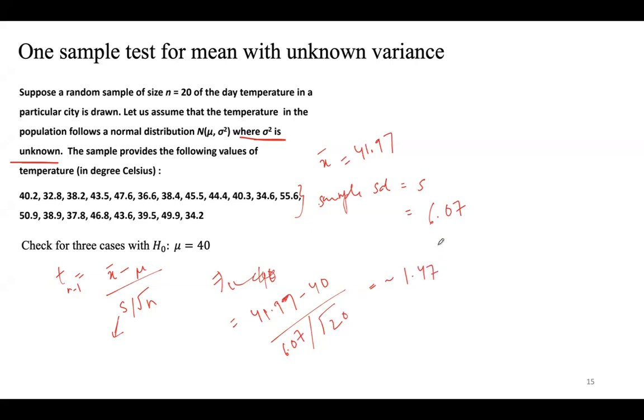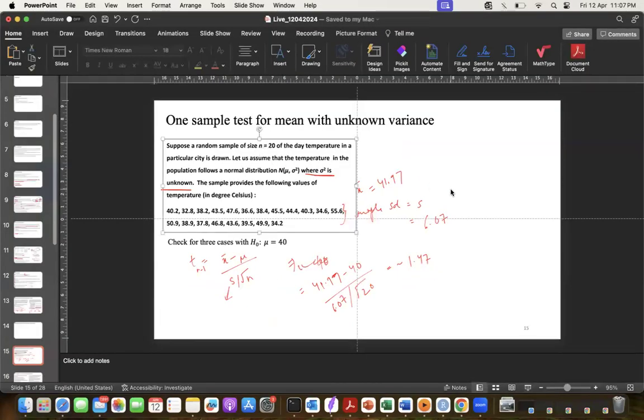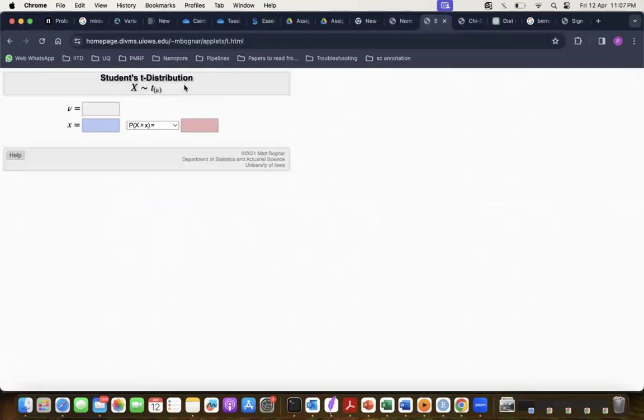Okay. Now, can you tell me what we are going to do with this value? Yes, we are going to compare the three cases. So we need to identify where the critical region is going to lie. And now you see the size here is 20, right? So we need to use the t statistic. We need to use the t distribution. We cannot equate it to the normal distribution. So we'll go on to the t distribution.